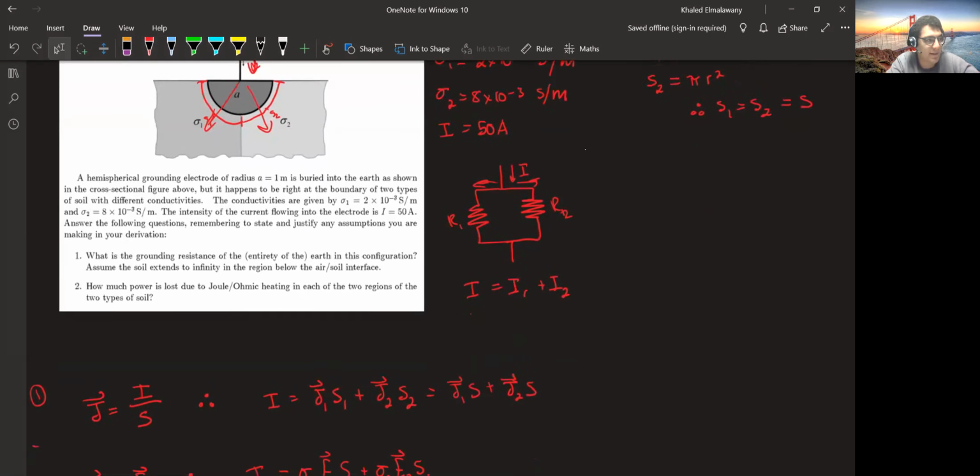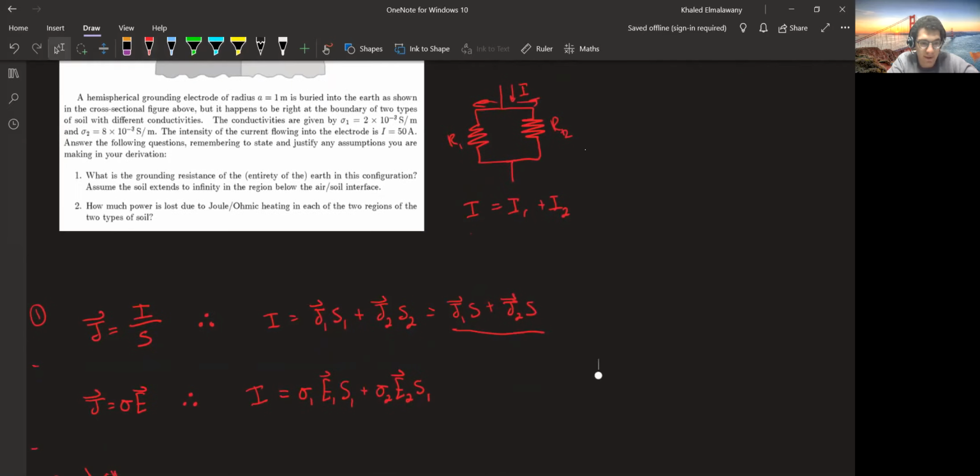Now we know that the current density is equal to current over surface area, which means that we can bring it to this formula here. And then moving forward, we know that the current density is equal to conductivity times electric field. Furthermore, we can just move to that formula.